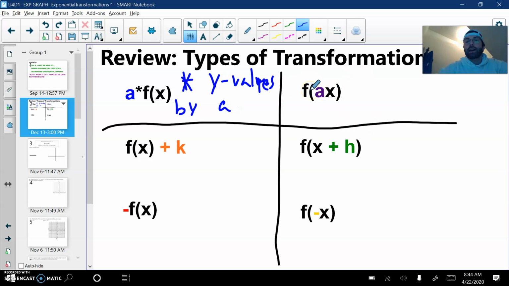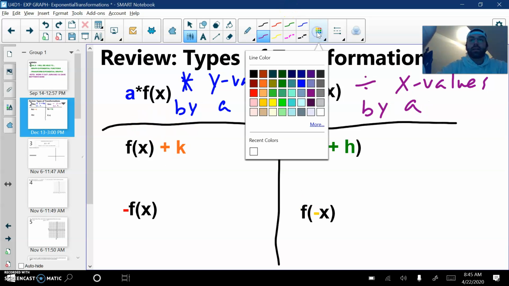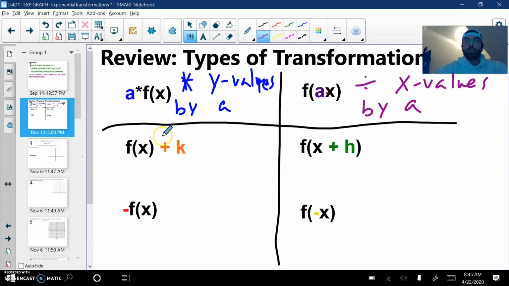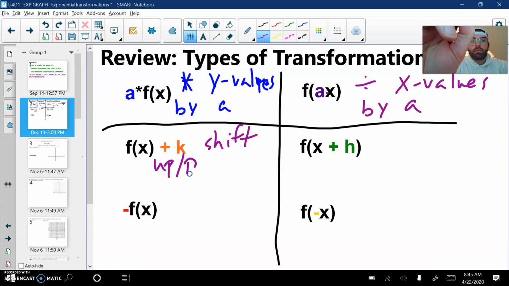If it's on the inside, remember, it affects our x, and we do the opposite. So if it's standing next to it like that, that means I'm going to divide x values by a. When it's attached on the outside, remember, inside affects the x, the outside affects the y. So that means I'm going to shift up or down.